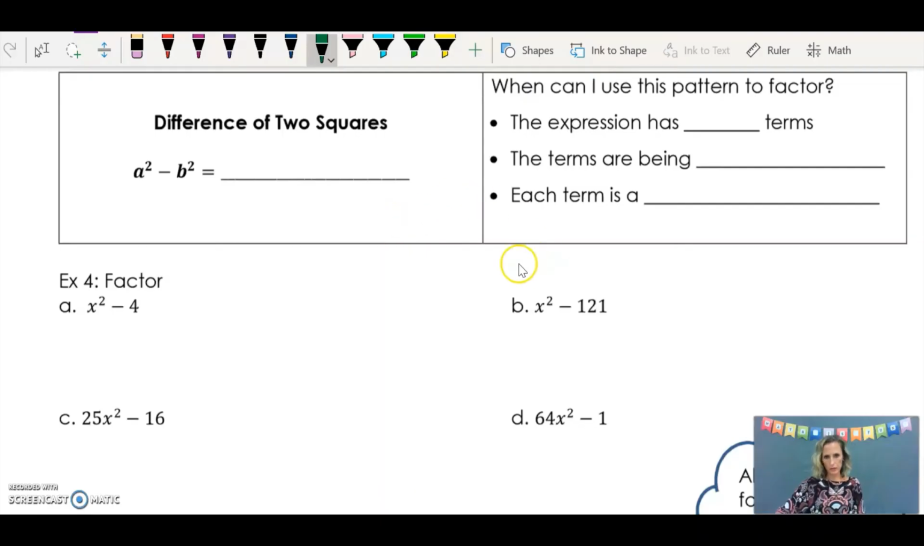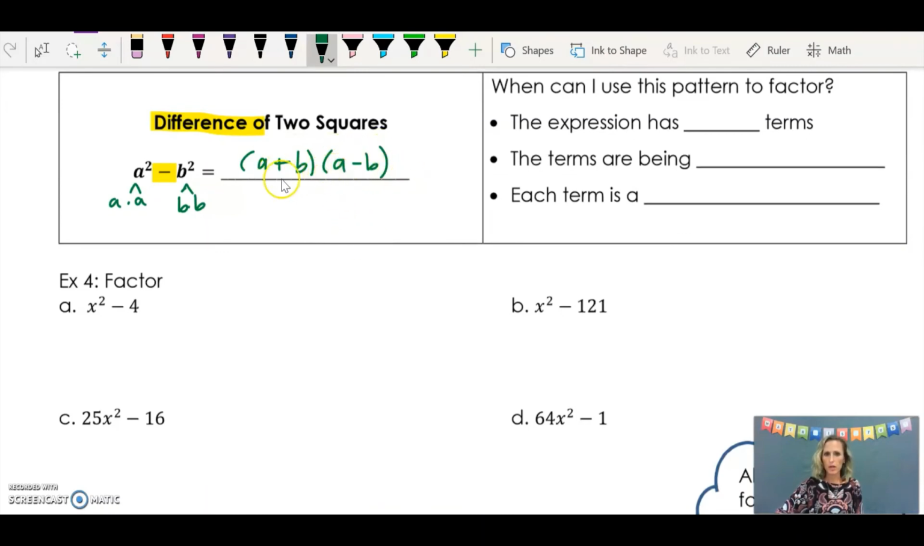Now let's check out the difference of squares pattern. So you're going to have two perfect square terms. So your first term here would be a times a. That's two identical factors, a times a. And then your second term, b times b. Again, two identical factors. And you have those two terms being subtracted. So that means it is a difference of two squares. In this case, you will be able to factor this to a plus b times a minus b.